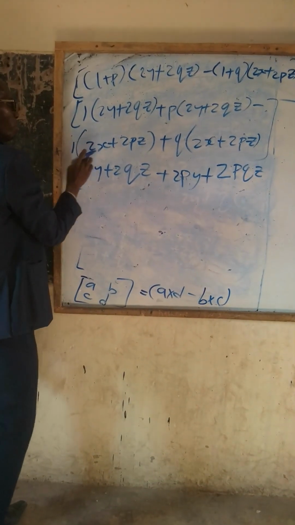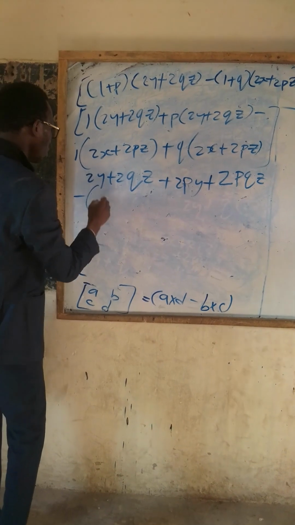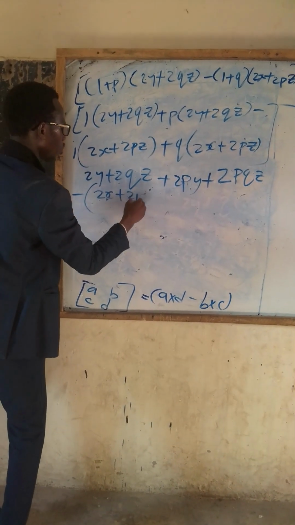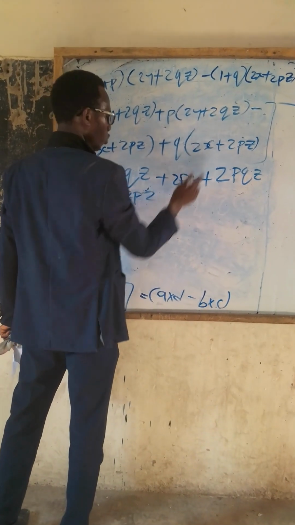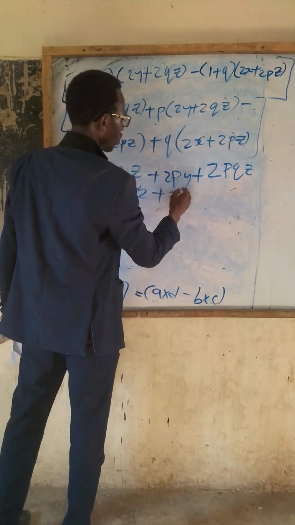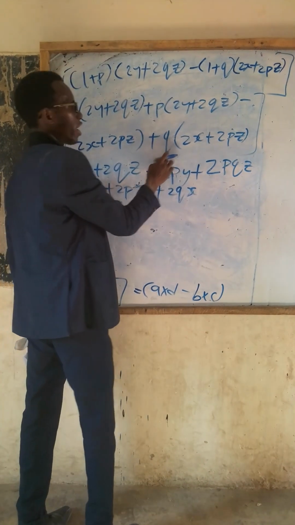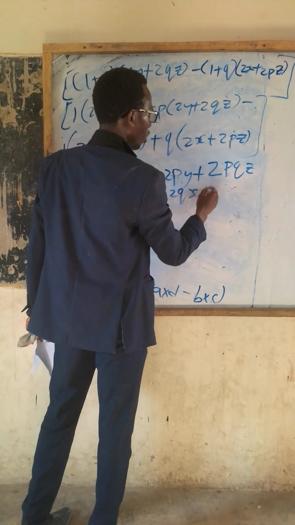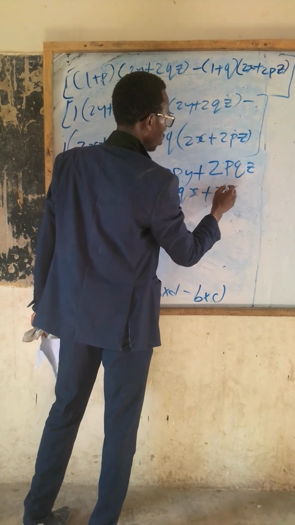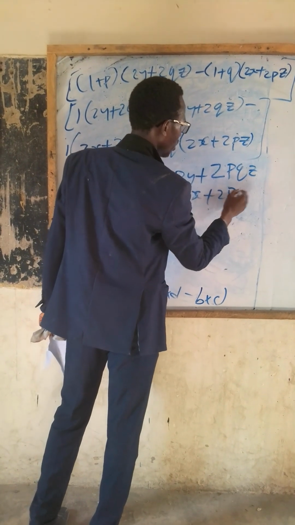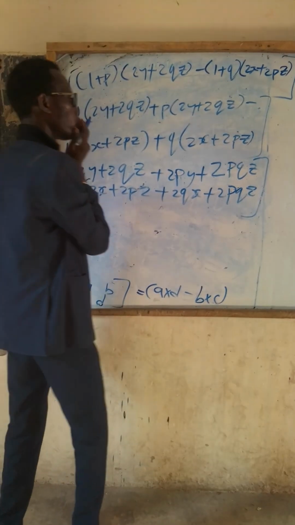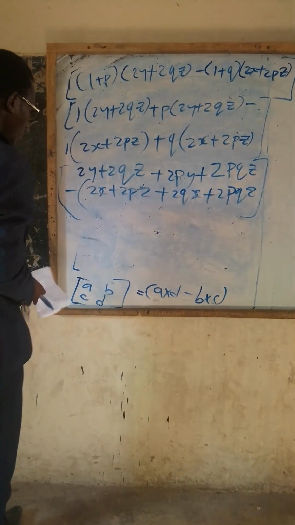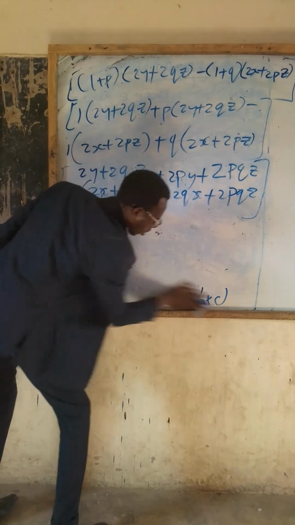Minus 1 multiplied by everything here, see remains the same. 2x plus 2pz. Are you getting me now? So we have plus q multiplied by 2x is what? Plus 2qx. Q multiplied by 2pz is what? Plus 2pqz. Are you getting me now? So this is what we have. Now let's solve it further.